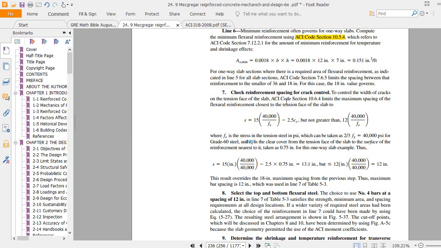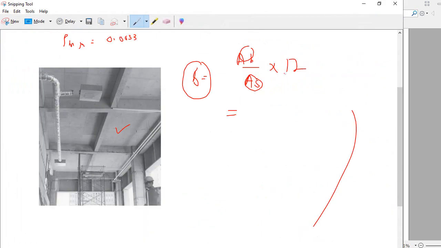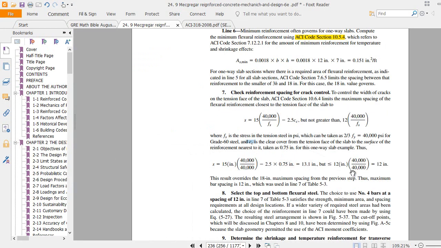Now if your calculated value from that formula, which I wrote here, is more than 12 inches, we cannot use this value. We are bound to the ACI criteria or provisions. So we have to use 12 inches. Our s should never be greater than 12 inches.